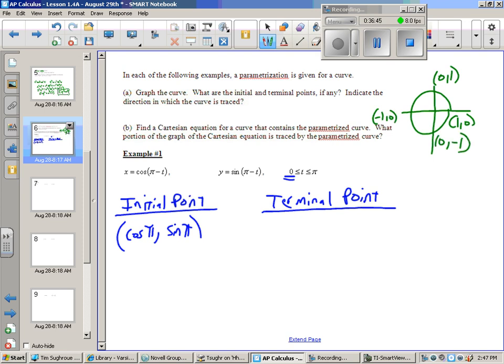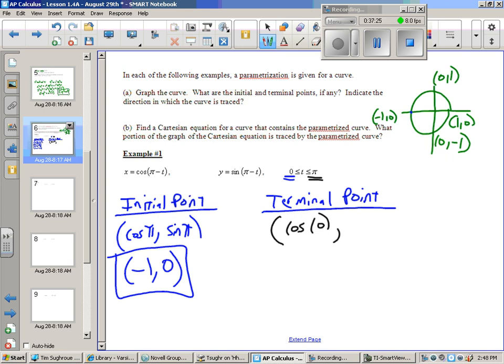So when I want to find the cosine at pi, here is pi. It's this right here, that angle. The cosine is the x-coordinate, which is -1. The sine at pi is the y-coordinate, which is 0. So this should be our initial point for this curve. We will see it in a minute when we put it in the graphing calculator and graph it. Likewise, if we plug in pi, which is the end point for this curve, pi minus pi is 0, you get the cosine of 0 for the x-coordinate.